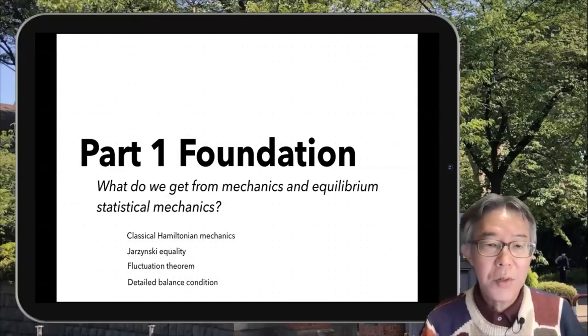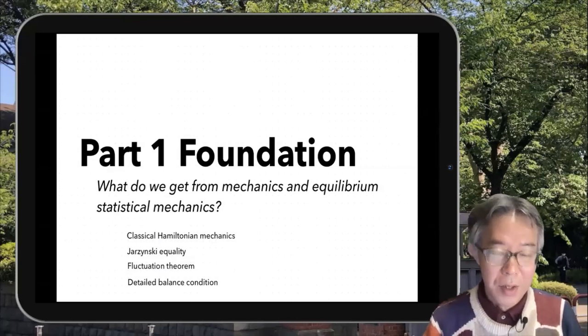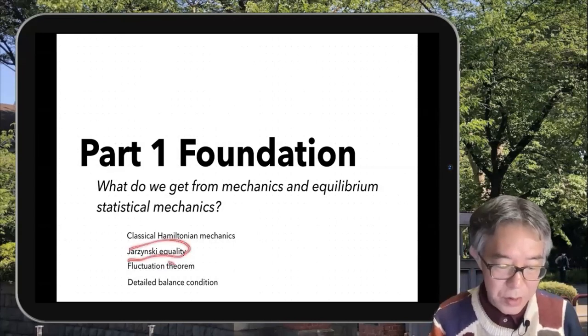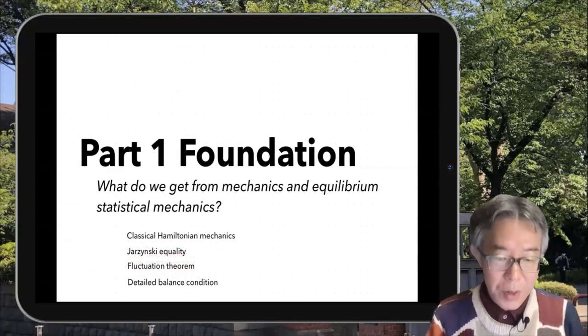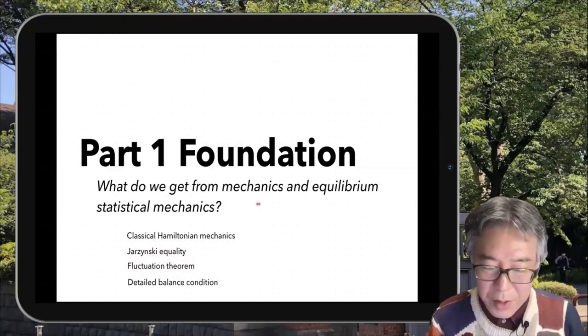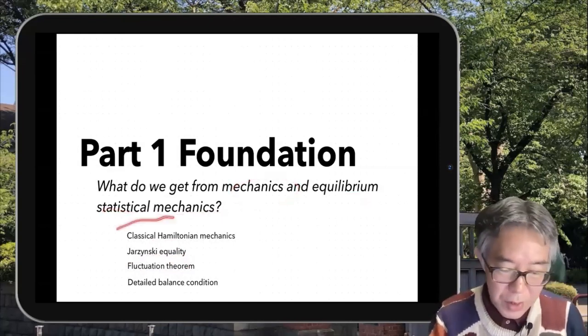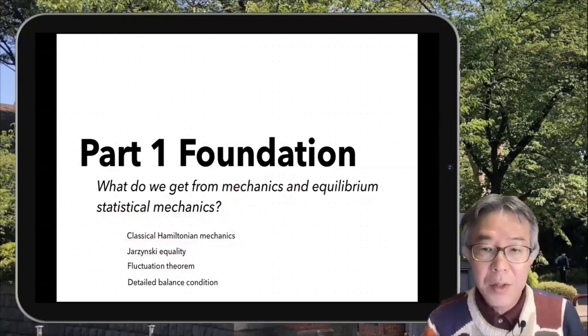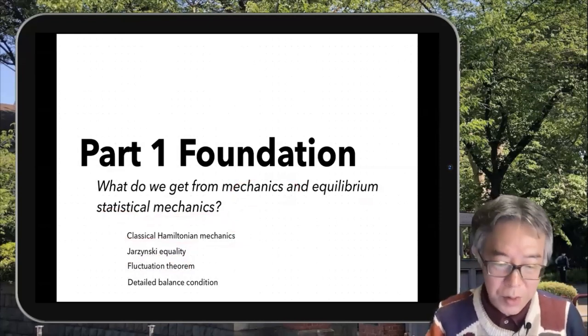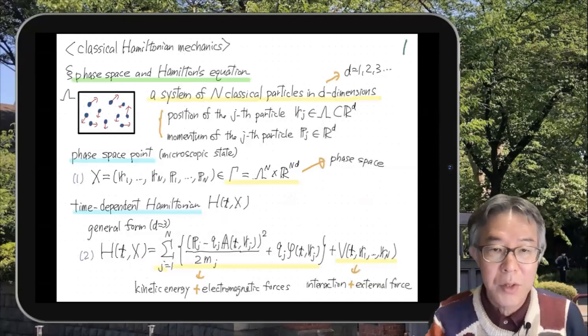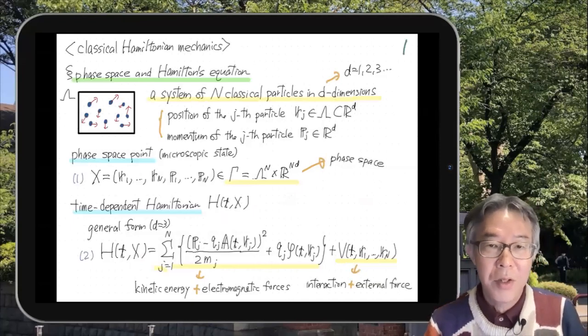And as I told you, I'm going to start this lecture by discussing the fancy things like the Jarzynski equality and the fluctuation theorem. But since we have to discuss what we get from mechanics and equilibrium statistical mechanics, I have to give a brief discussion of classical Hamiltonian mechanics. That's what I'm going to do in this video. So probably most of you know about this, so then you can just check our notation.